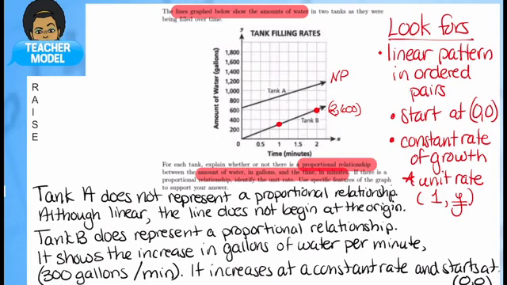So there we go. I've answered all the information here. I've explained why tank A is not proportional, and I've given evidence why tank B is proportional, as well as providing the unit rate. So hit pause and add this into your notes.